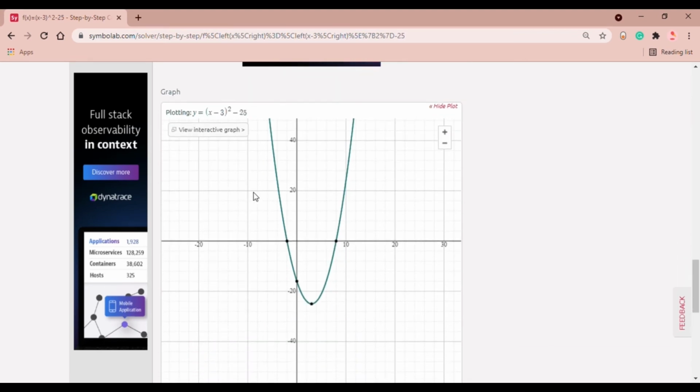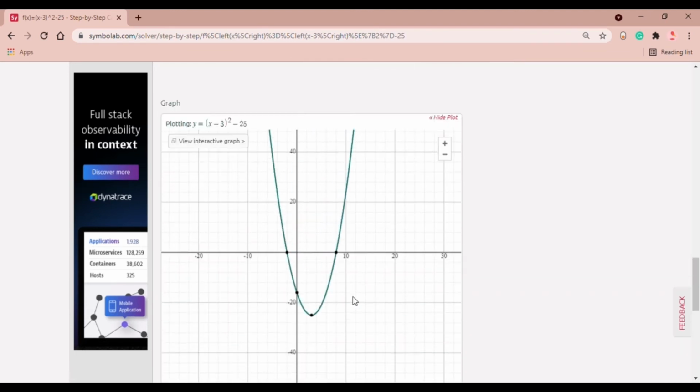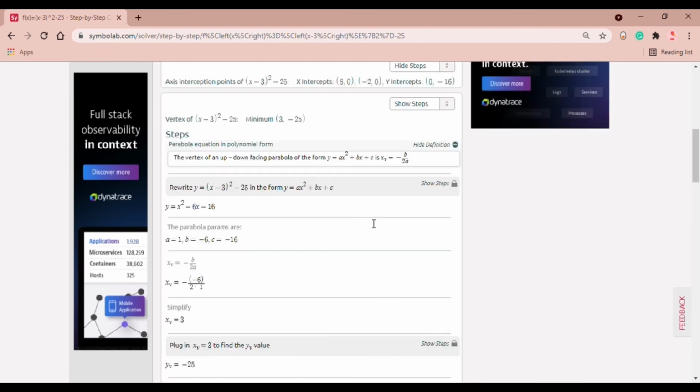So this is your graph. You can look at the point here. Okay, (-2, 0) and this one (8, 0). This is for the x-axis, the x-intercept. And for the y-axis, the y-intercept is (0, -16). And this is the vertex, the minimum value of the graph. Since you know the equation is positive at the front, the shape of the graph should be the smiley shape. So the value here is (3, -25). So that's all for the question when you solve it using this website. Thank you.